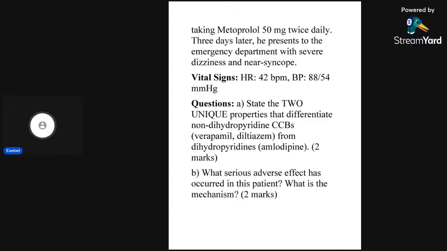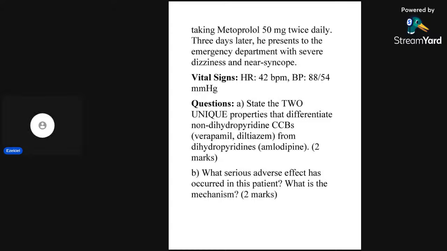So now we're going to ask one question. State the 2 unique properties that differentiate non-dihydropyridines from dihydropyridines, which is verapamil, diltiazem from amlodipine. You should know that I've already explained that. What serious side effect has occurred in this patient and what is the mechanism of action for this patient? So the serious side effect is what they call bradycardia, severe bradycardia.